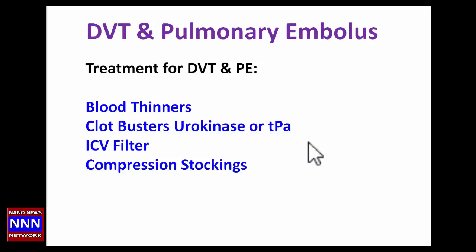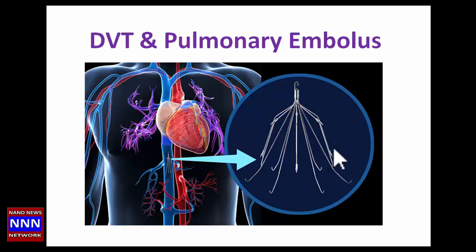deep venous thrombosis. Now, here is an example of an inferior vena cava filter, which looks like a wire mesh, an inverted basket, and it is passed through the groin vein into the vena cava just below the heart, and the wire mesh is expanded, so it prevents any major clots from going from the legs into the lungs. So those are some of the treatment options that are available.